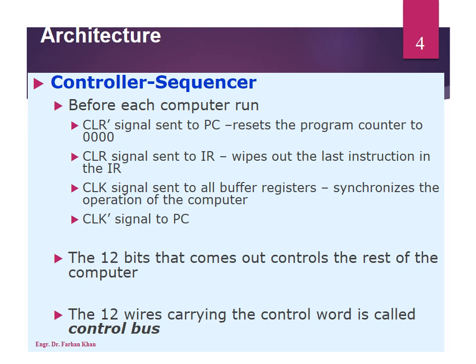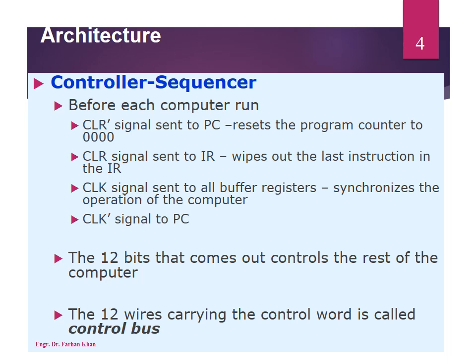Before each computer run, the CLR bar signal is sent to the program counter, which resets it to 0000, its initial value. A CLR signal is sent to the instruction register, which wipes out the last instruction in the instruction register. The clock signal is sent to all buffer registers, which synchronizes the operations of the computer, and a clock bar signal is sent to the program counter. The 12-bit output that comes out of the controller controls the rest of the computer.